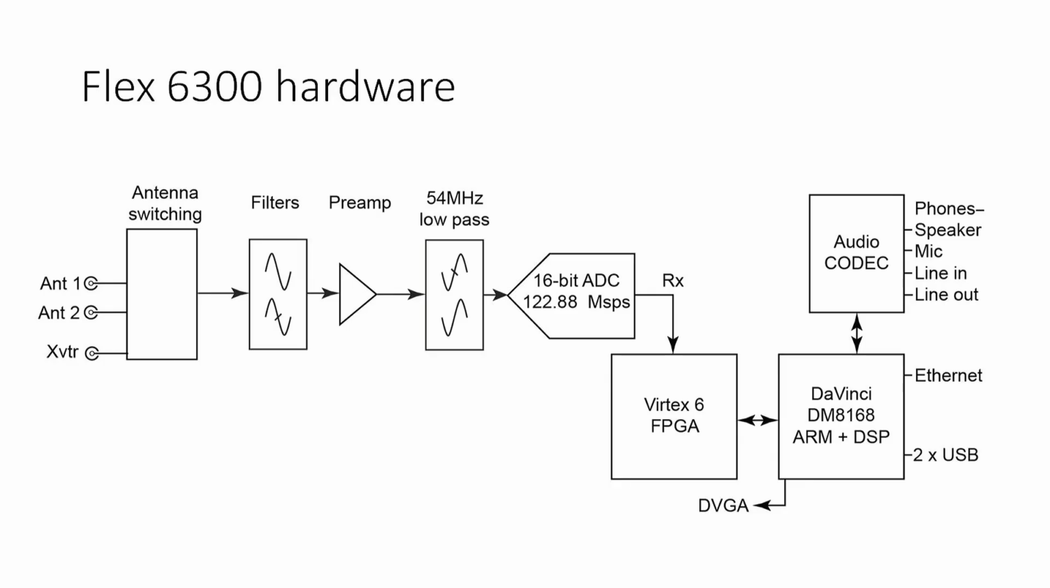So this is the Flex 6300's hardware, a very simplified view of it. You've got antenna switching at the front end, some filtering, a preamp, a 54 megs low pass filter, because we're only interested in everything below 54 megs. And then a 16-bit ADC. This one was running at 122 megs, which is the 6300. I think the 6700 runs at 250 odd. A big FPGA does all the hard work, and then you're away into the low frequency stuff.